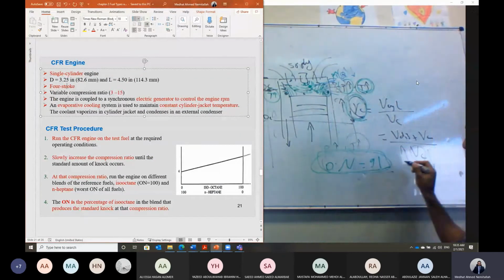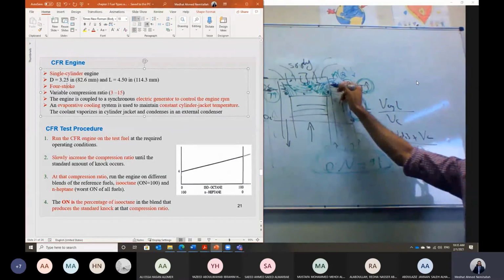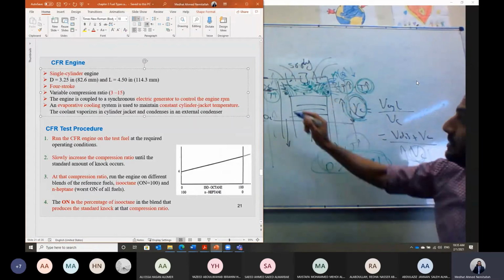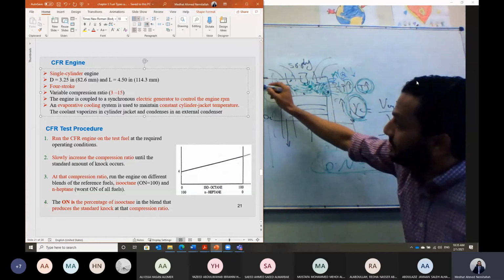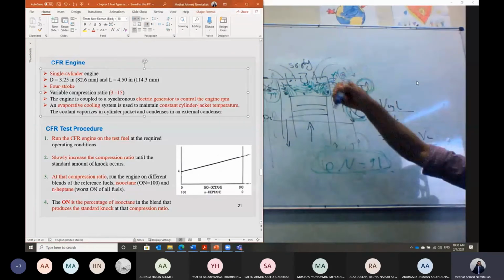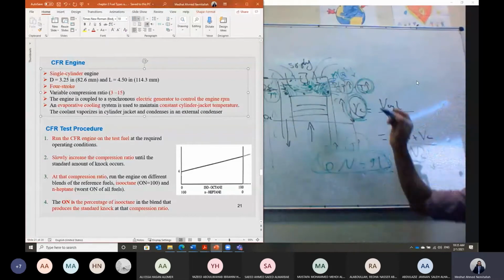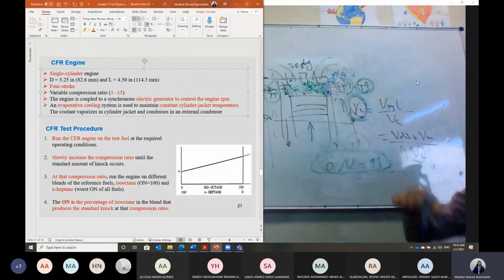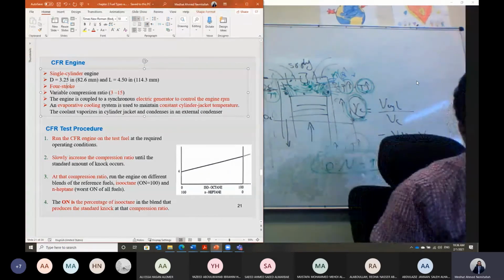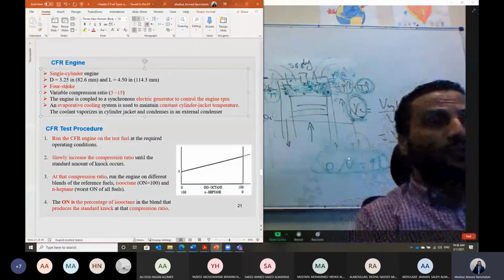Compression ratio is mainly a function of what? Of the clearance volume. So if we make this cylinder head movable, so it can move up and down, then by fixing the top dead center, we can increase or reduce the clearance volume. The cylinder head can be moved up and down in order to control the clearance volume, so that we can control the value of the compression ratio of this engine. So this engine has a variable compression ratio.